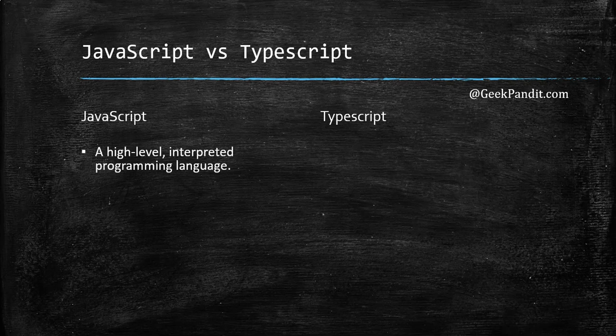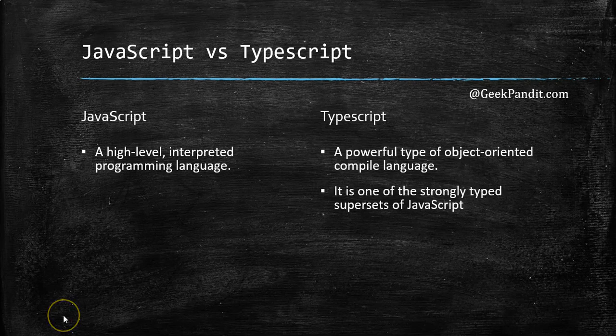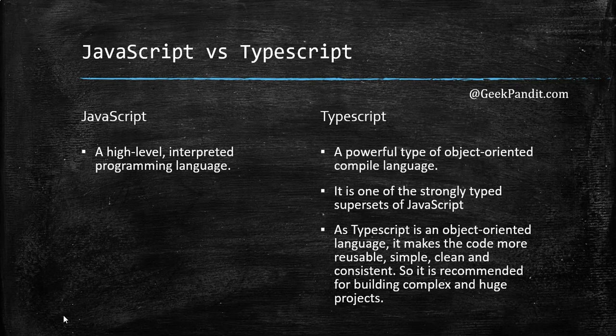JavaScript is basically a high-level interpreted programming language, and TypeScript is a powerful, object-oriented compiled language. TypeScript is a superset of JavaScript. As TypeScript is an object-oriented language, it makes the code more reusable, simple, clean, and consistent. So it is recommended for building complex and huge projects, whereas JavaScript is perfect for comparatively smaller coding projects.